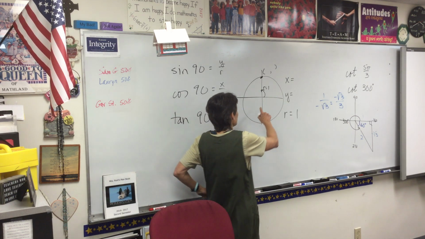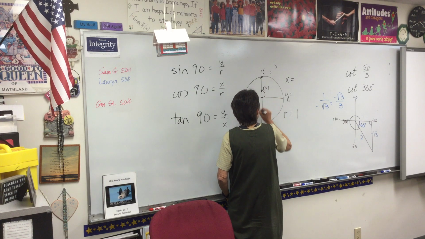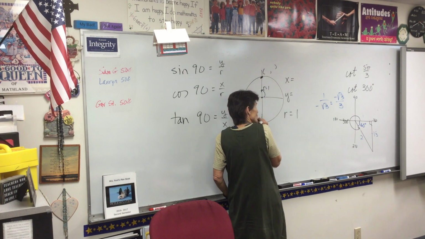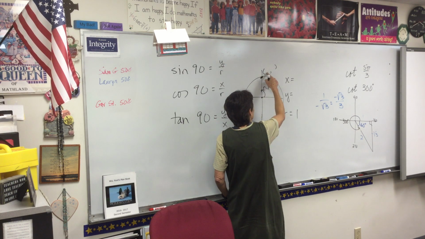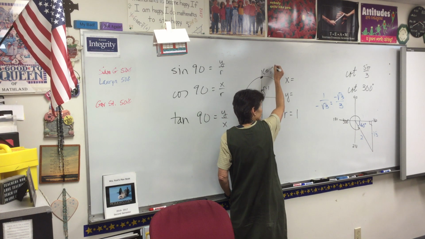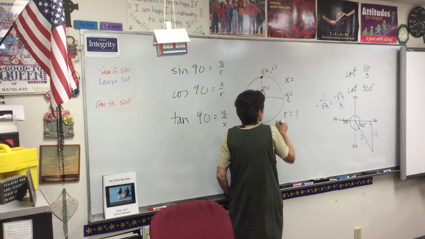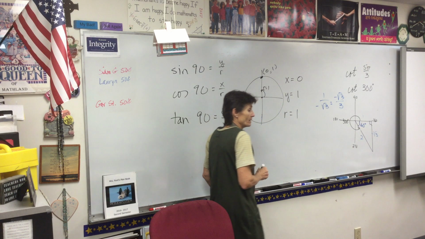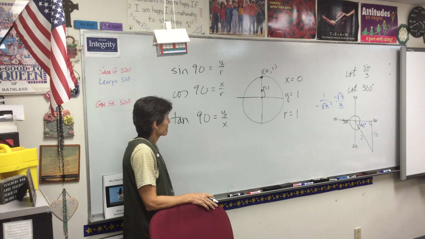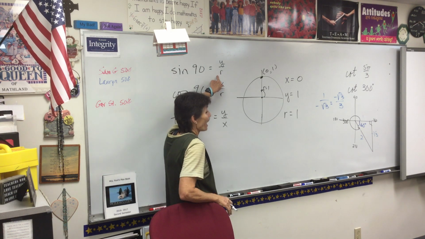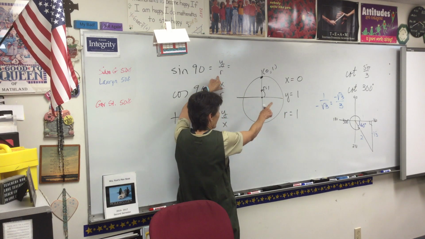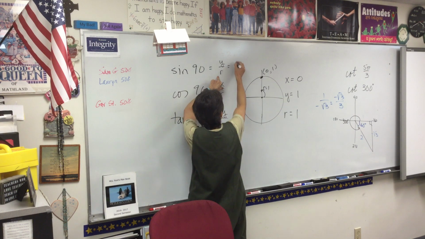If my radius is 1, here's the origin. What would be the coordinates of this point up here at 90 degrees? If that distance is 1, 0 comma 1. So x is 0 and y is 1 if I let the radius be 1. So, what's the sine of 90 degrees? Sine is y over r, so y over r is 1. The sine of 90 is 1.